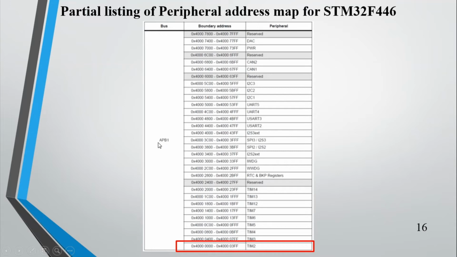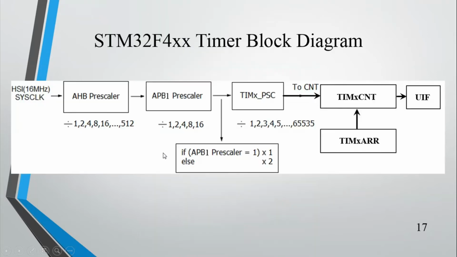So I need to perform all the configuration, as well as the prescaler configuration, related to APB1. You don't need to configure APB2. This thing you need to keep in mind. Based on which timer you are using, you need to configure the corresponding APB1 or APB2 clock and prescaler. So for timer 2, you need to configure APB1. This we need to keep in mind.